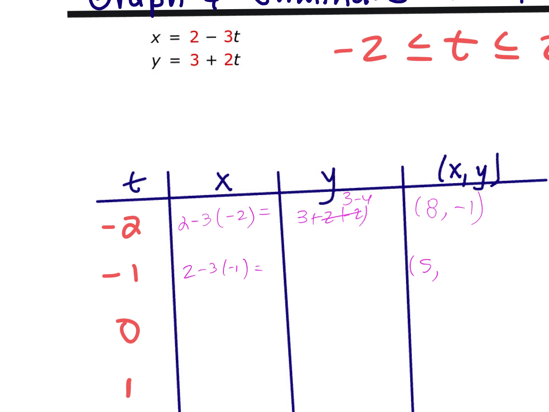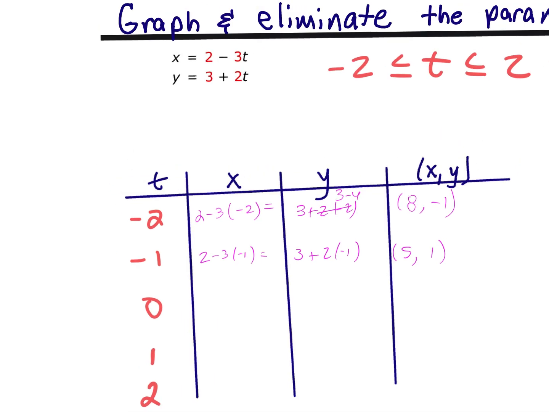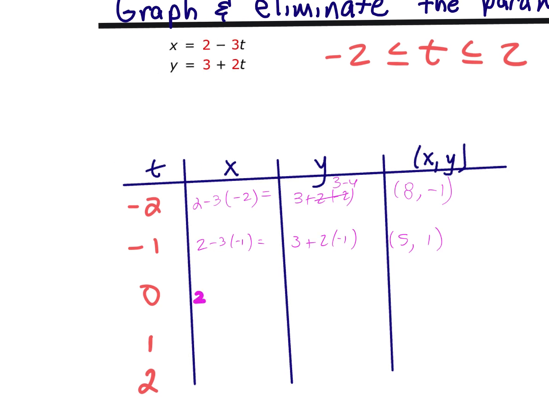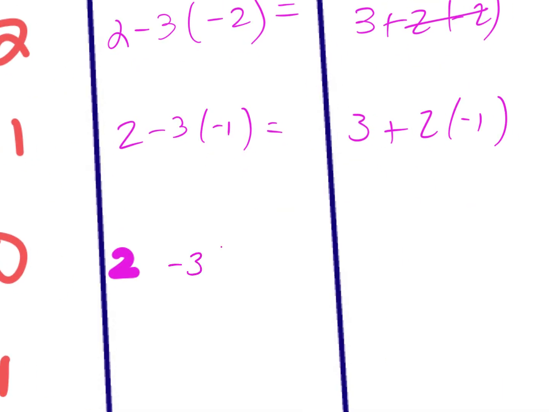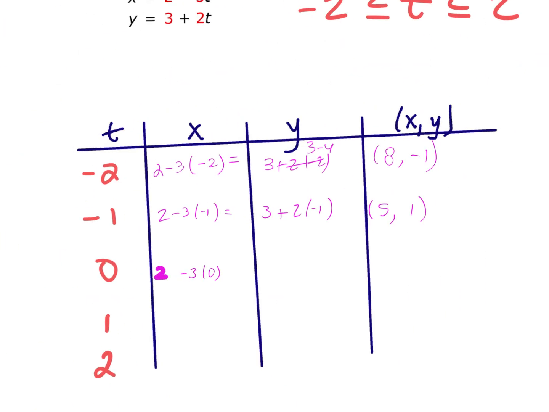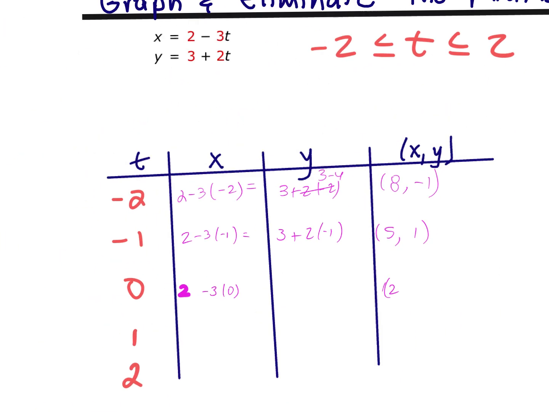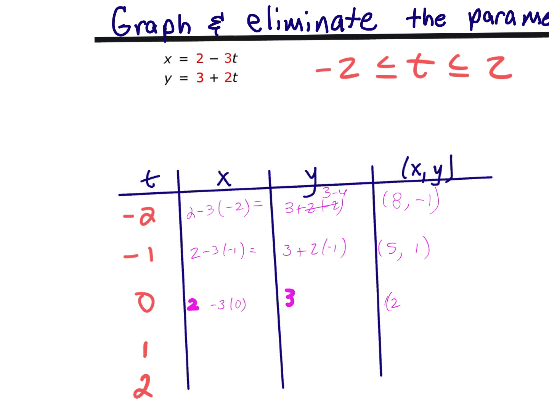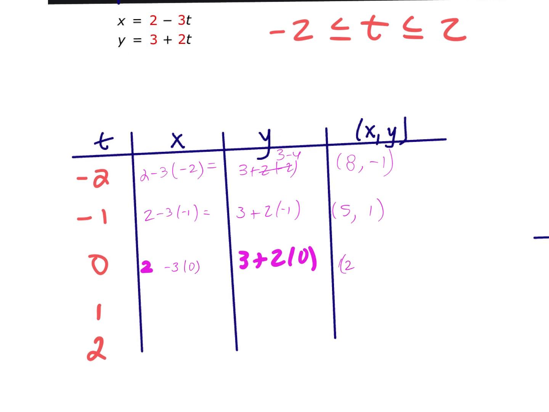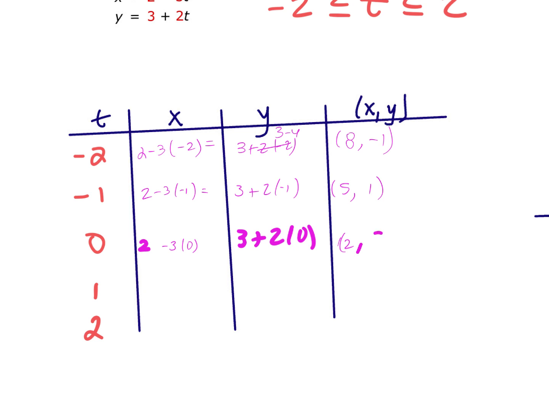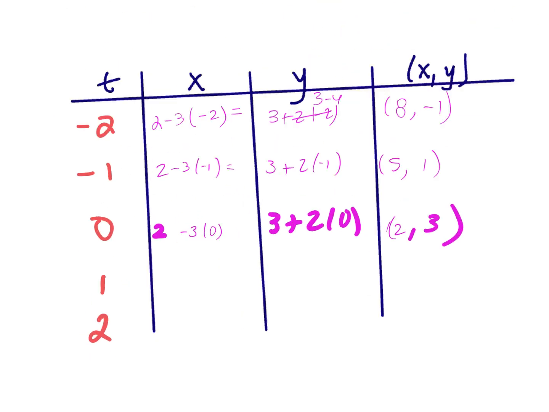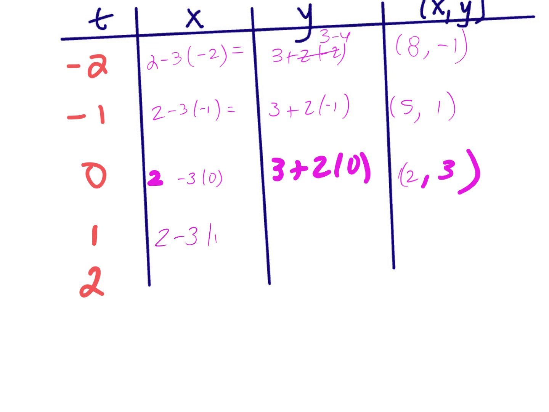5, okay. And now I'm going to take -1 and plug it into the y. So 3 plus 2 times -1. Well, what's 3 minus 2? +1, okay. Now I plug in 0. So for the x equation, I have 2 minus 3 times 0, which is what? My x value is 2, good. Then into the y, I have 3 plus 2 times 0, which is 3, good. Then I take the 1, so I have 2 minus 3 times 1, which is -1.